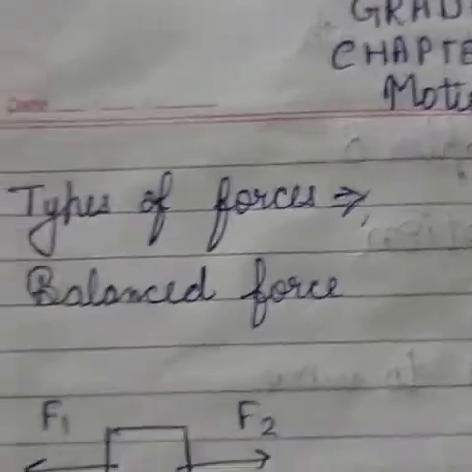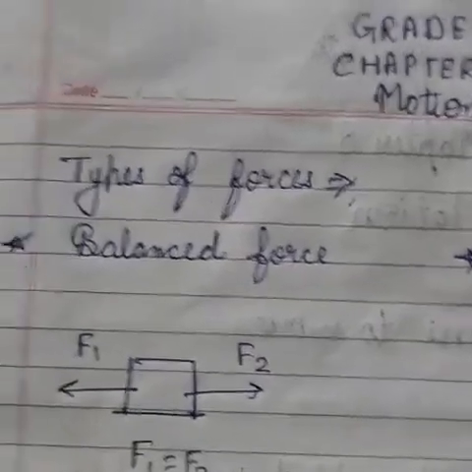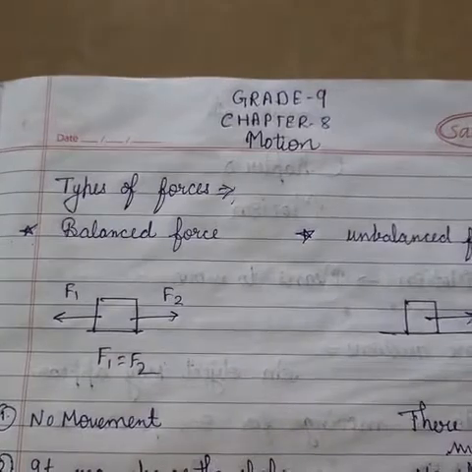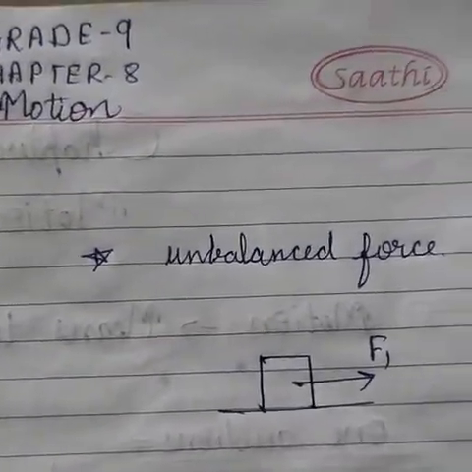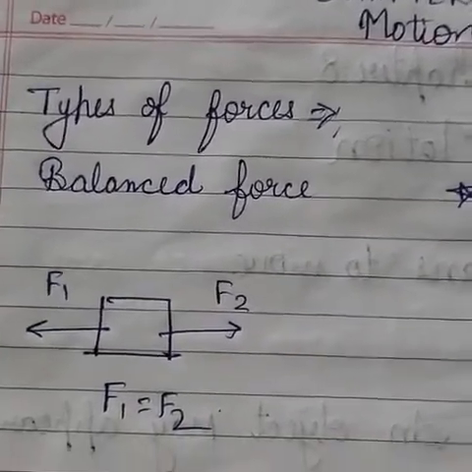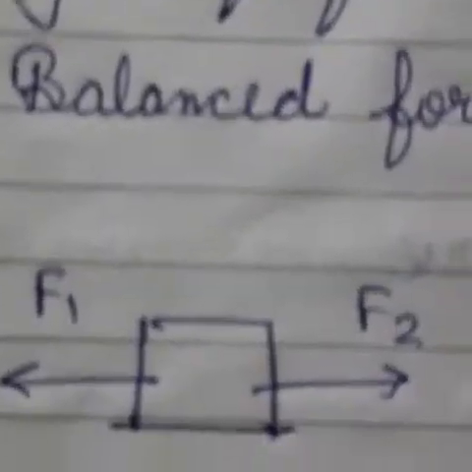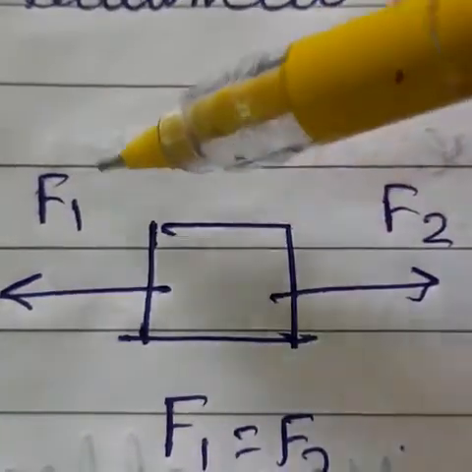Another topic is types of forces. Since we know that there are two kinds of force, one is a balanced force and the second one is an unbalanced force. You may see here, what does it mean? If there are two forces, one force F1 and another force F2.